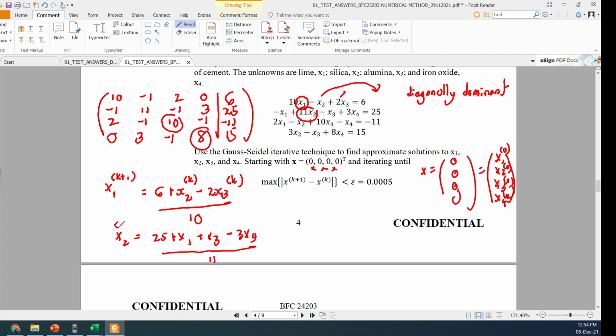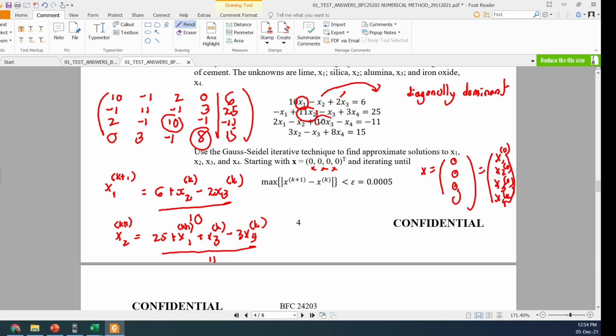And then on the left side you put k plus 1. On the right-hand side, x1 you have the k plus 1 value, meaning the new, latest value. So x1 must be k plus 1. x3 is still old, that's why level k. x4 is still old, that's why level k.